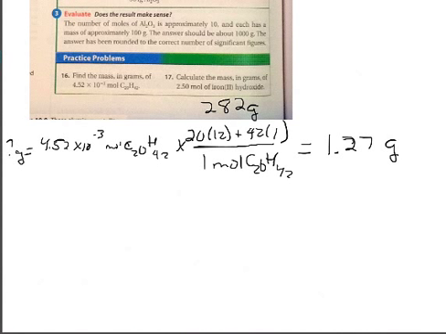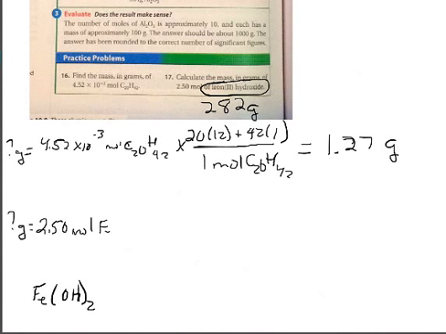17 says calculate the mass in grams. So how many grams if I have 2.50 moles of iron 2 hydroxide? Now if it's iron 2, we know that it's going to be 2 hydroxide because each hydroxide is a -1, so we need 2 of them. But this is why it's important that you still understand how to write formulas from names, because you're going to need to do that all the time.